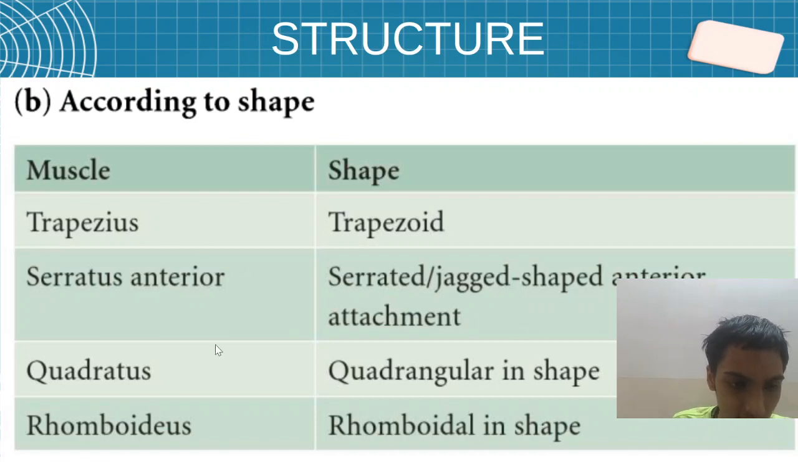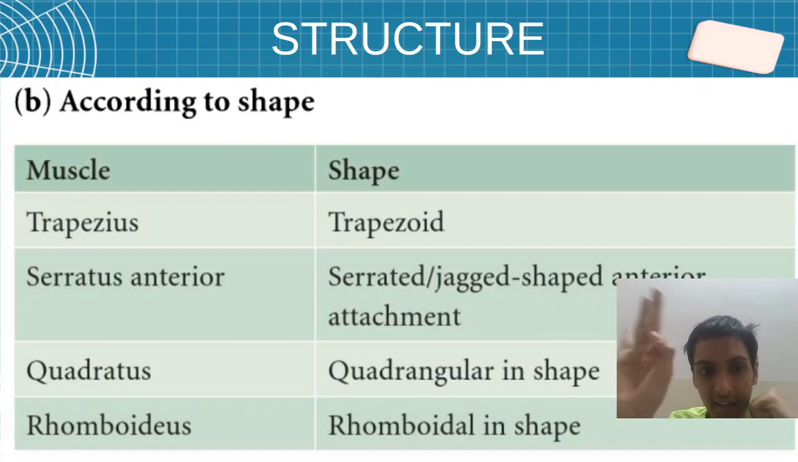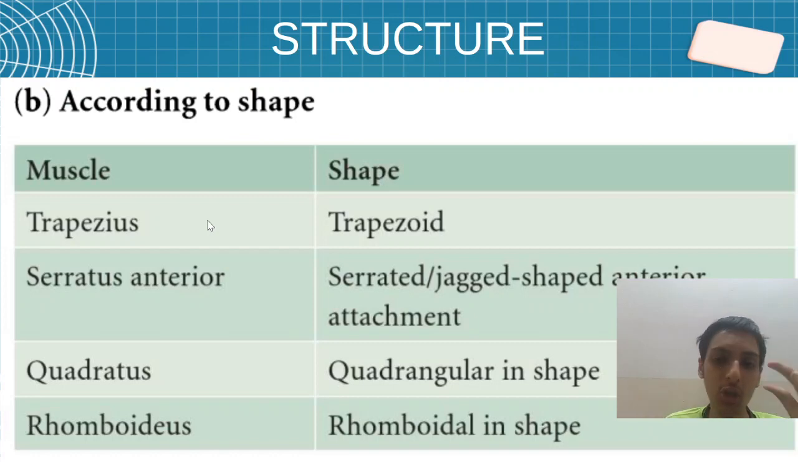For this I'll give you a simple mnemonic to remember, QRST. You know very well alphabetical order A, B, C, D, E, F. Like that, QRST in alphabetical order. Q for quadratus, R for rhomboideus, S for serratus anterior, and T for trapezius. Trapezius will have the trapezium shape, serratus anterior, tooth-like appearance. See, it looks like a tooth-like appearance.